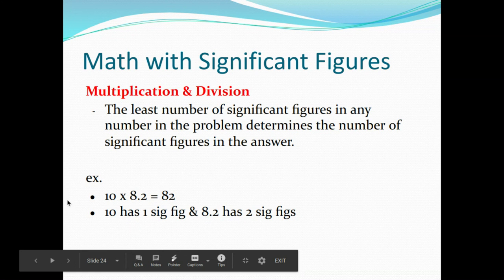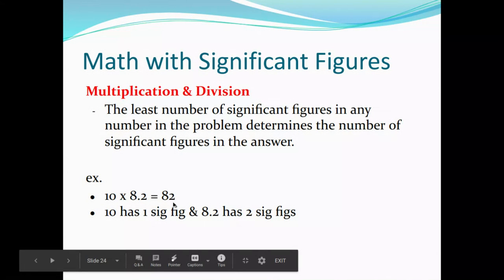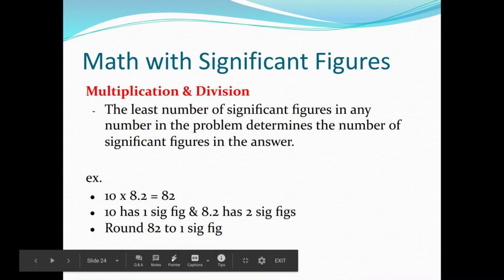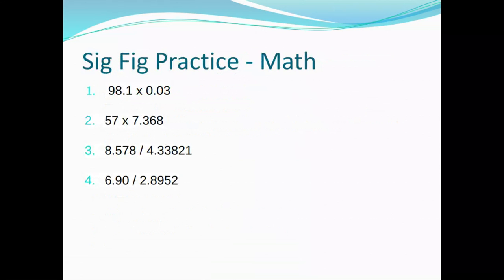So 82 has to be rounded to one sig fig. How can I do that? Well, the 2 is what I'm looking at, because I need to find out what to do with it. The 2 is going to have to look at the 8. I keep the 8. 82 is going to round to one sig fig, which gives me an answer of 80. 82 is closer to 80 than 90, so I'm going to round it down to 80. Let's practice. Pause the video and try these problems.